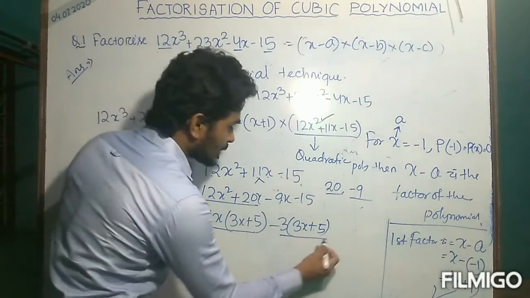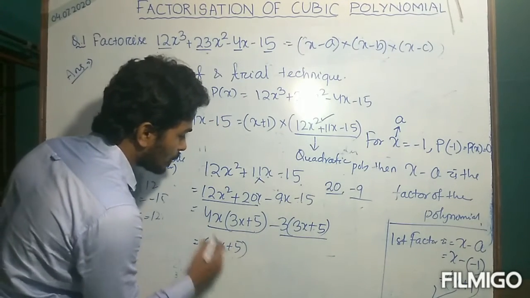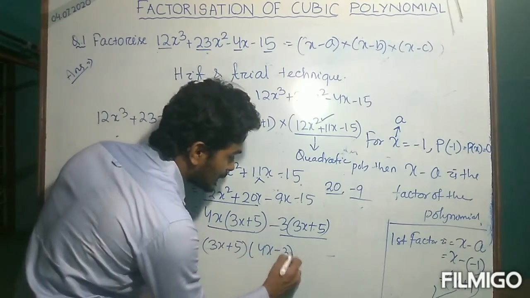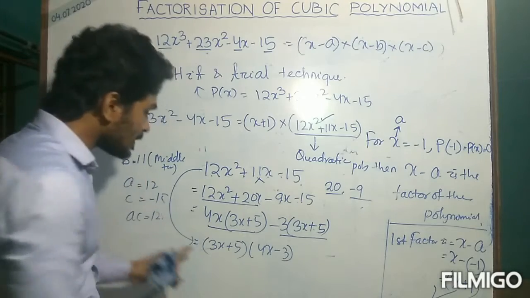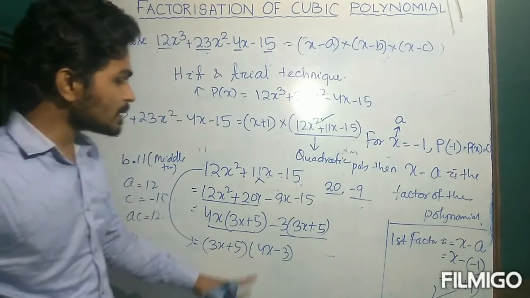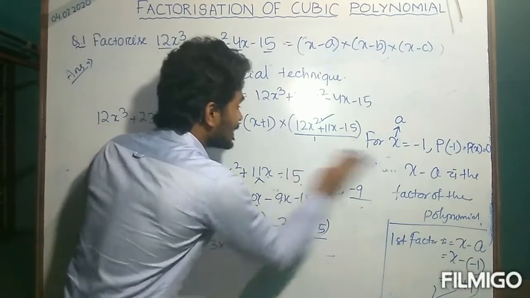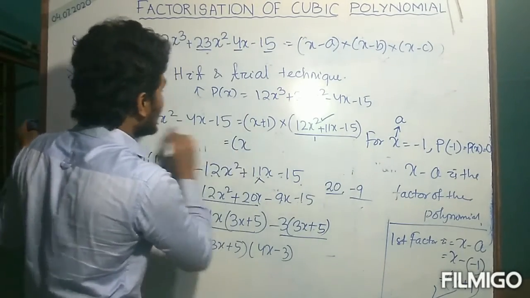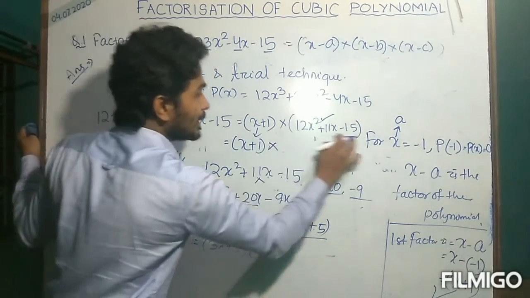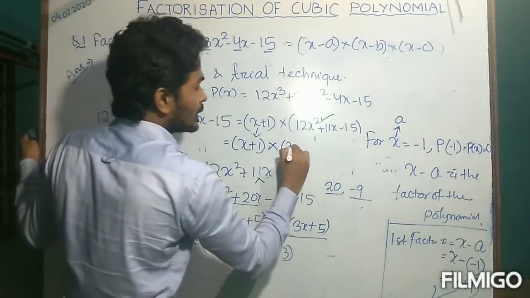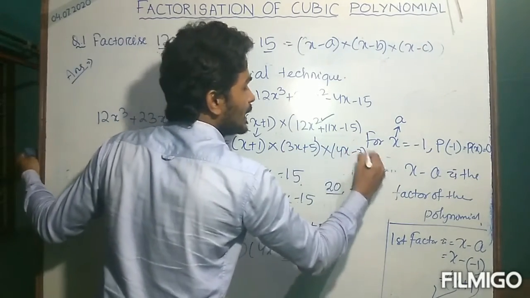And now you can see 3x plus 5 is the common term, so you can take 3x plus 5 as common and the remaining part will be 4x minus 3. And now we can factorize this quadratic polynomial as the product of two linear polynomials, that is 3x plus 5 and 4x minus 3. Okay, so we can write this cubic polynomial is equal to x plus 1 into 3x plus 5 whole into 4x minus 3.